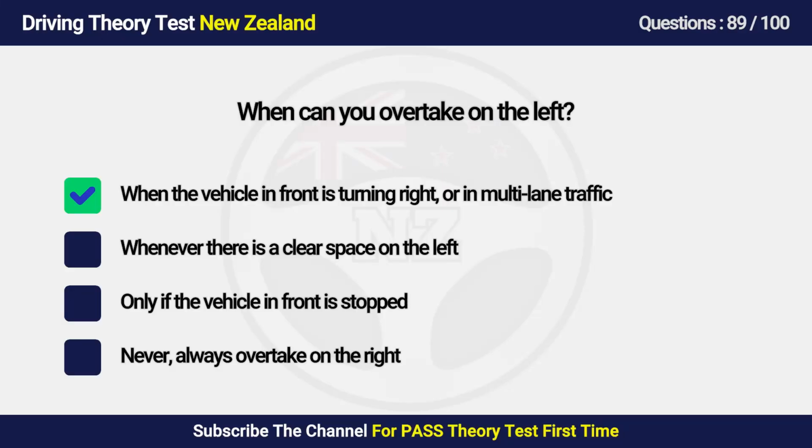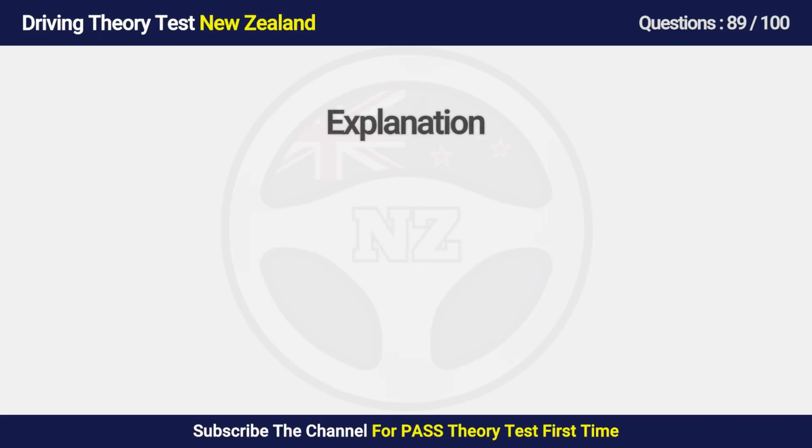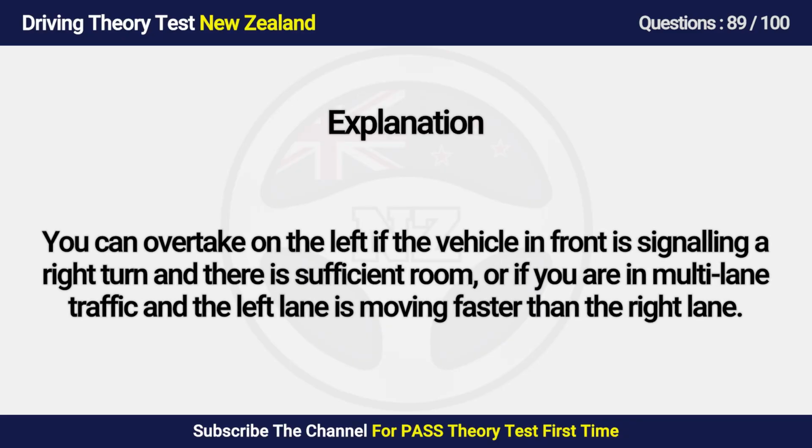Answer is A. When the vehicle in front is turning right or in multi-lane traffic. You can overtake on the left if the vehicle in front is signaling a right turn and there is sufficient room, or if you are in multi-lane traffic and the left lane is moving faster than the right lane.